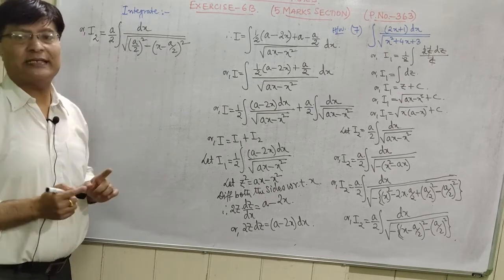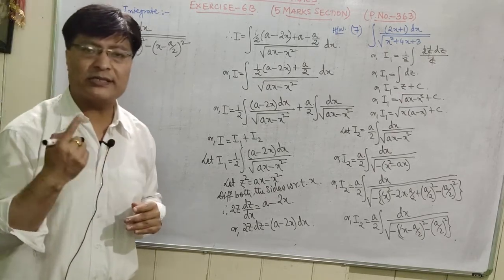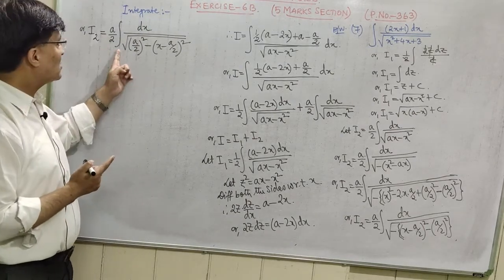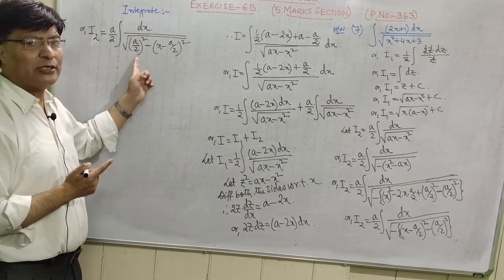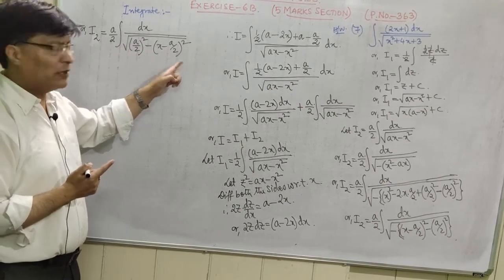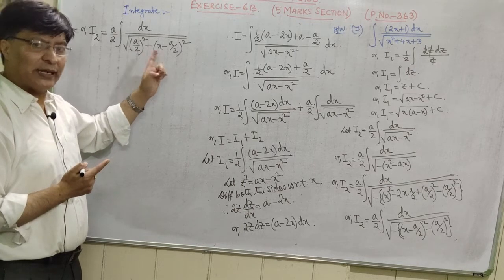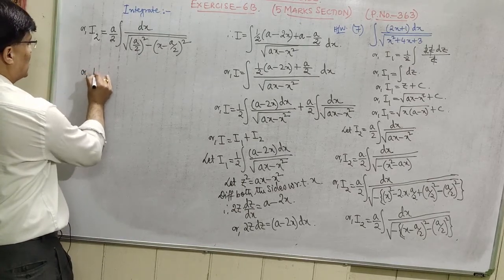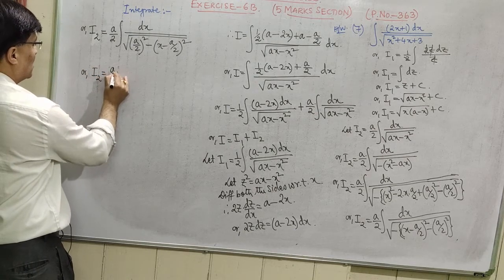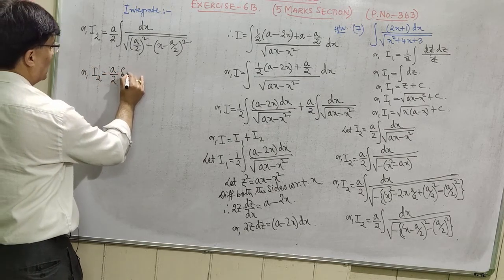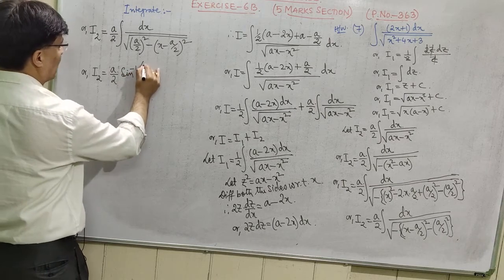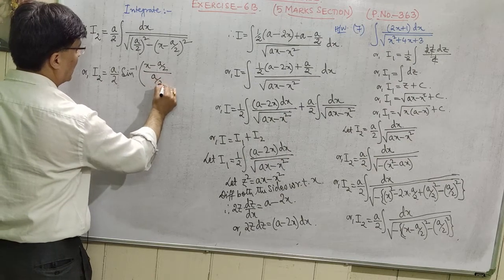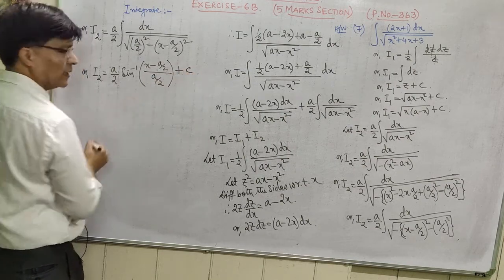Now this is the standard integral number 6, that is the 6th standard integration, that is integral dx divided by root over a square minus x square. Here a is a by 2 and what is x? x minus a by 2. So what is the formula in this case? Or I2 is equal to, this is a by 2, what is the formula? It is sine inverse x by a. Here x is x minus a by 2 divided by, what is a? a by 2, bracket close, plus c.